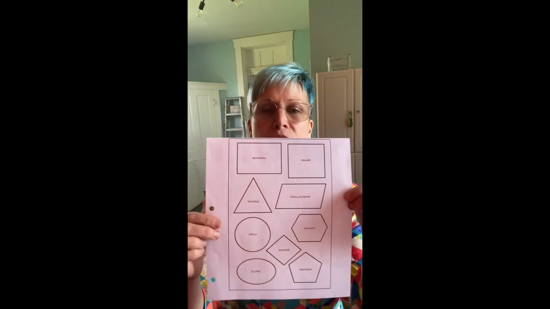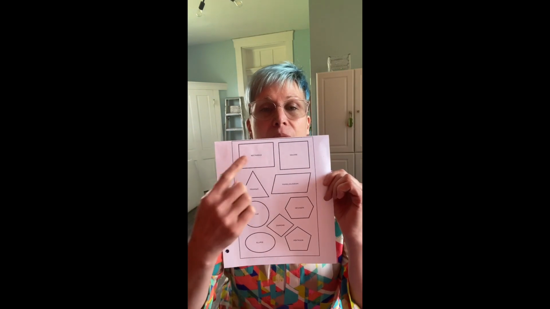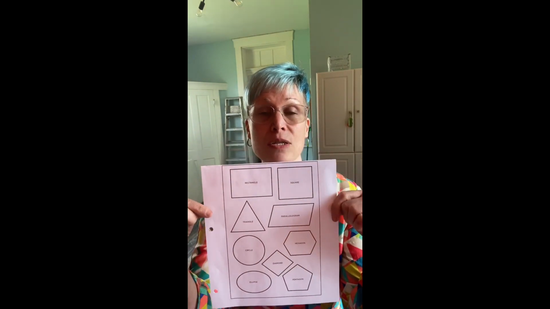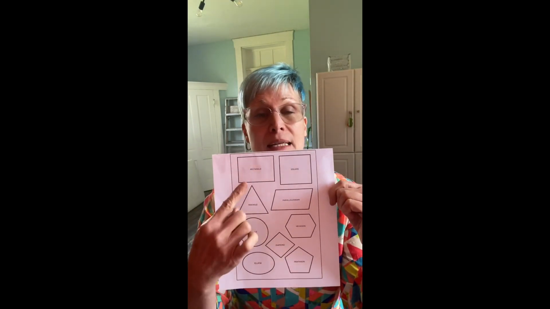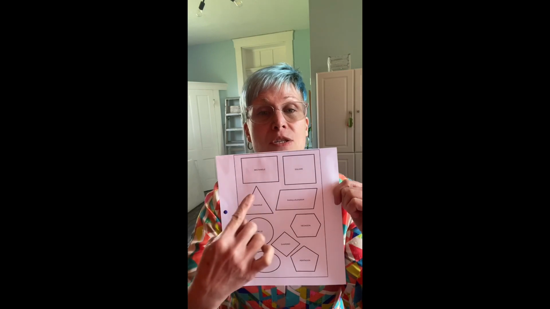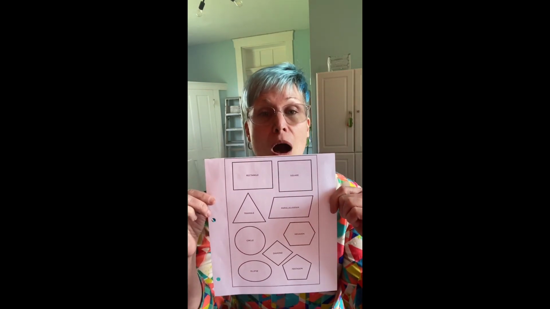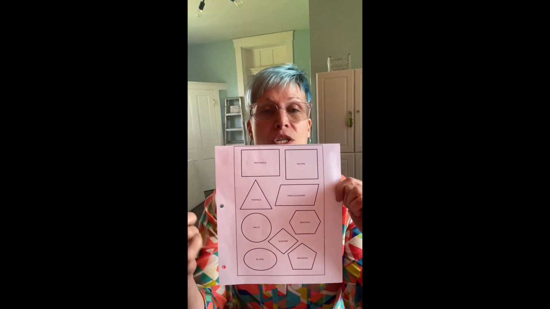Let's look at some geometric shapes. Most of you will be familiar with all these shapes. This is a rectangle and this is a square. Rectangles and squares are similar because they have 4 sides. But with a rectangle, there's 2 sides that are long and 2 sides that are short. And a square, all sides are equal. This is a parallelogram. This is a triangle.